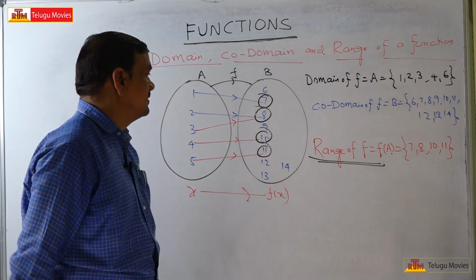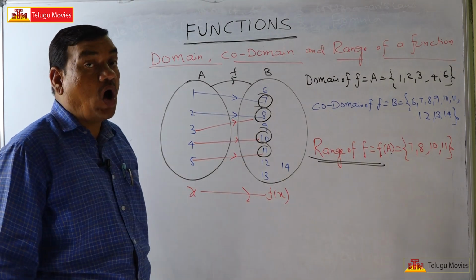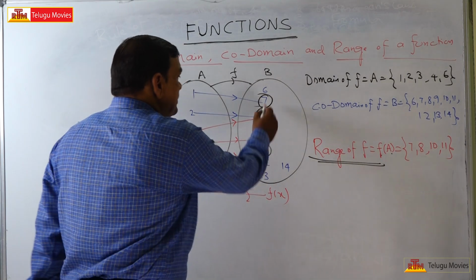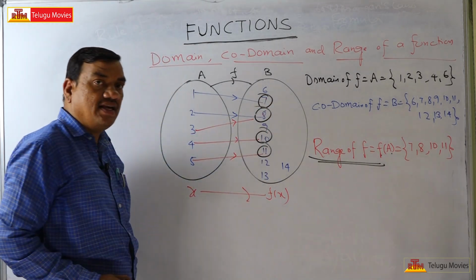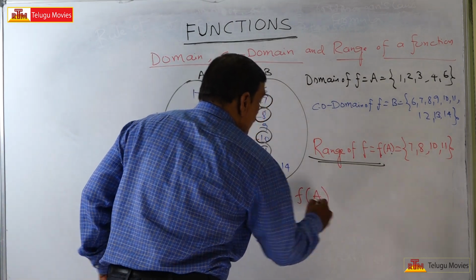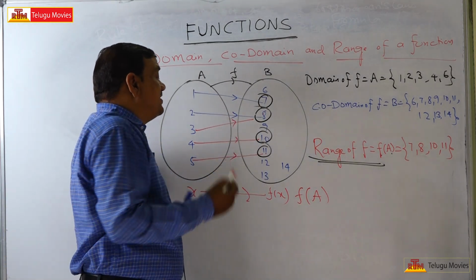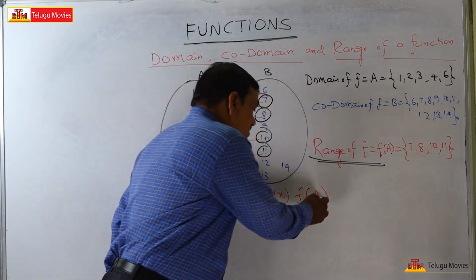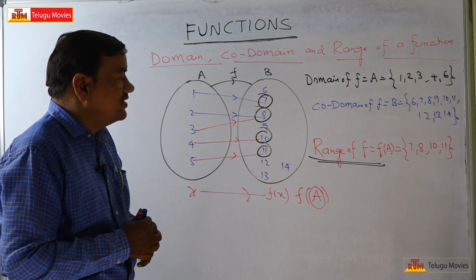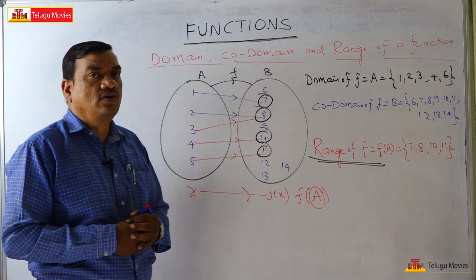So range of f means the images. What are 7, 8, 10, 11? They are the images of the elements of A. That's why this is called the range, f of A. It is not one element. If it is one element, it is f of x. But 7, 8, 10, 11 is a group, so that's why we call it f of A. Range means the set of all the images of the elements of A.